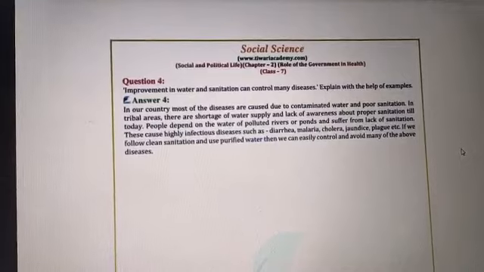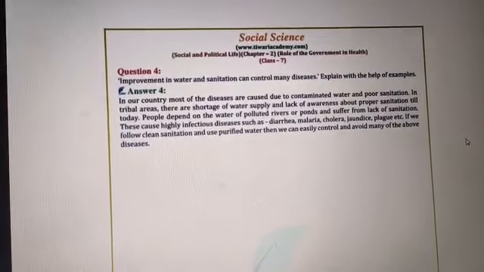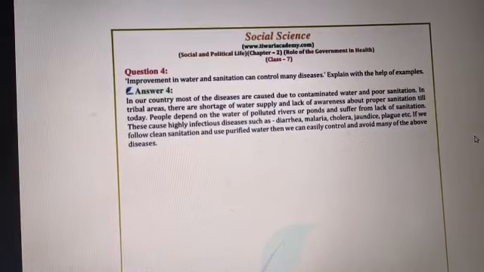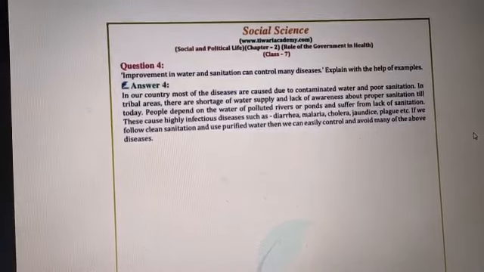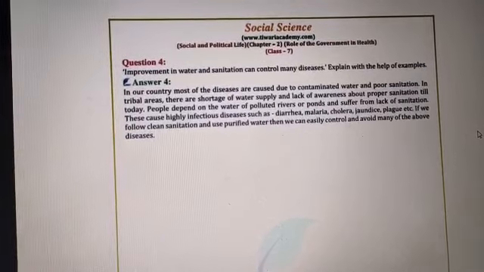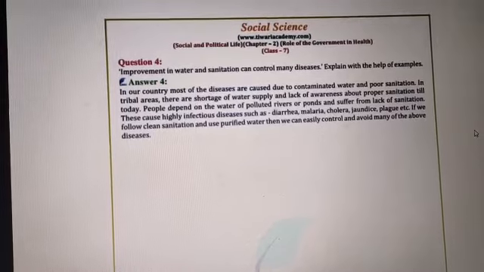It means that whatever things are there in our surroundings should be cleaned properly, whether it is water, or the food which we eat, or the areas where we live. All things should be properly cleaned so that we can keep ourselves away from different kinds of diseases.